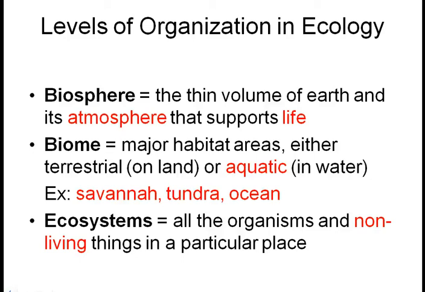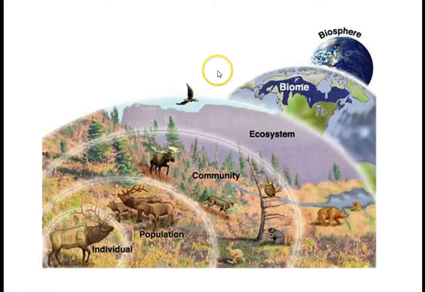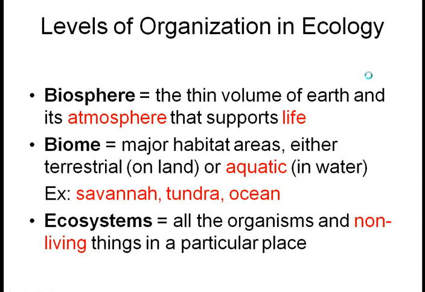So let's start first with the largest of them, the biosphere. This is the thin volume of Earth and its atmosphere that supports life. I'm going to pop ahead here real quick to the picture. Biosphere is looking basically at the entire planet. Right beneath that we have the biome, a major habitat area, either terrestrial on land or aquatic in the waters. So savanna, tundra, ocean, those are the ones you got to study when you were in middle school. We're going to study the desert.